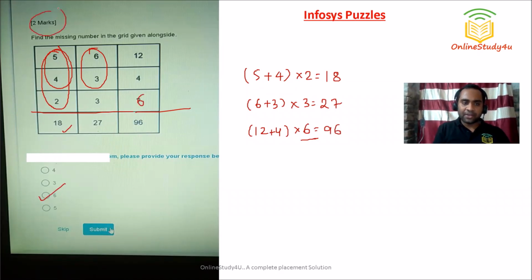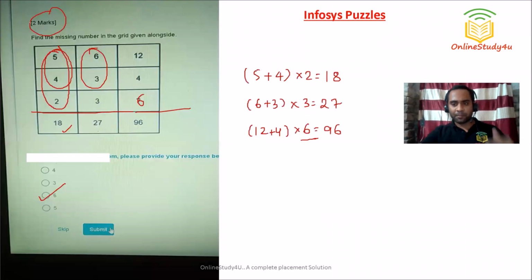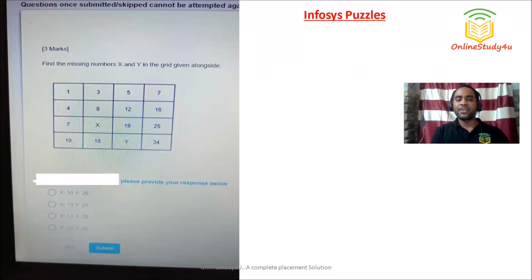Friends, this particular question was of 2 marks, and the previous question was of 3 marks. So in your Infosys exam, for puzzles you will get different marks. 2 marks and 3 marks questions will be there. Now the next 3 marks question: find the missing numbers x and y in the grid given alongside.